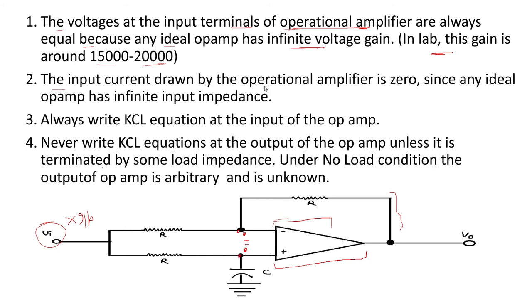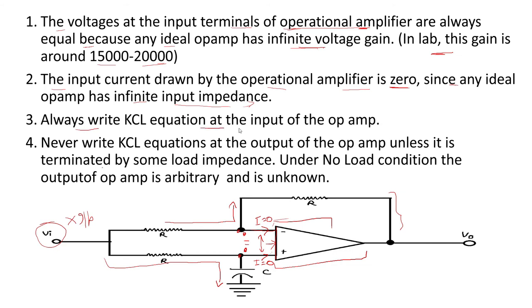The input current drawn by the op amp is 0 since any ideal op amp has infinite input impedance. Input impedance means the impedance seen between these two terminals, and for an ideal op amp it is infinite, meaning it is ideally open circuited, so no current will flow here. So the current I flowing here is equal to 0, and similarly here also all the current coming from here will go in this direction, and similarly here it will go like this. Nothing will flow here because it has a high input impedance.